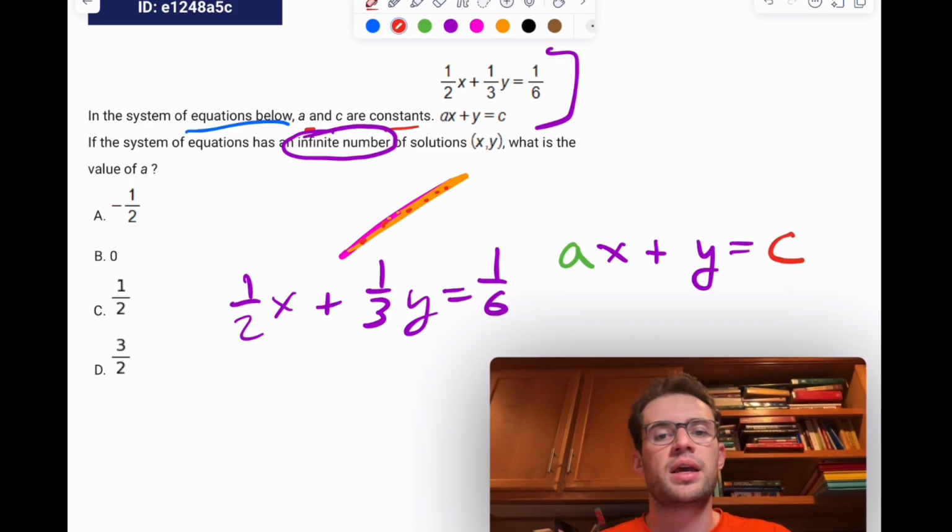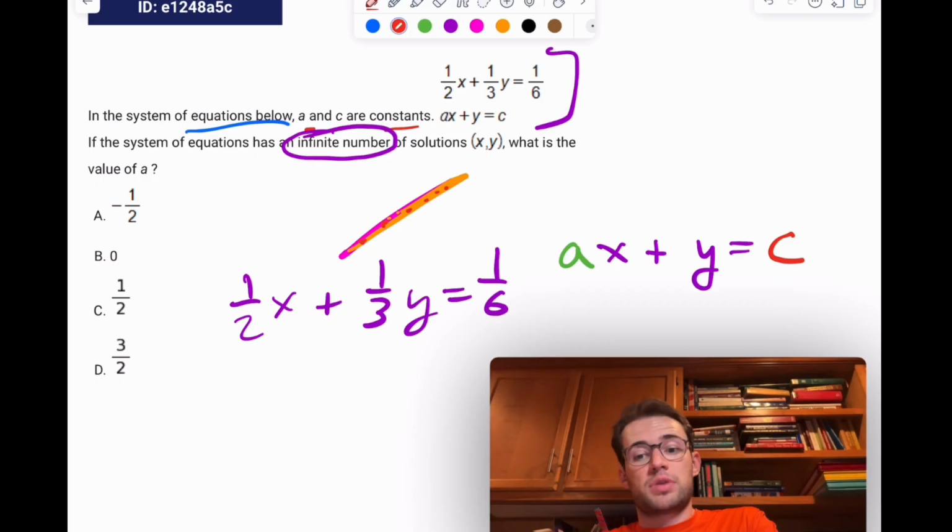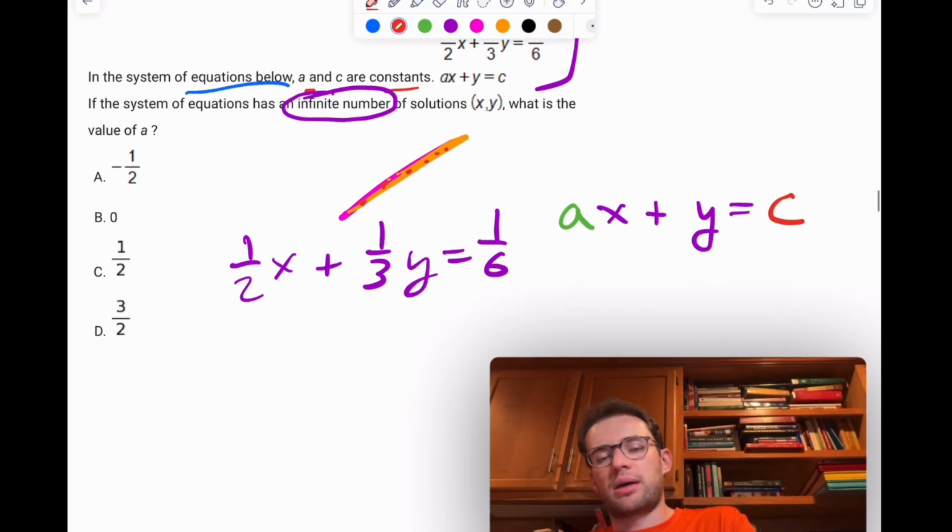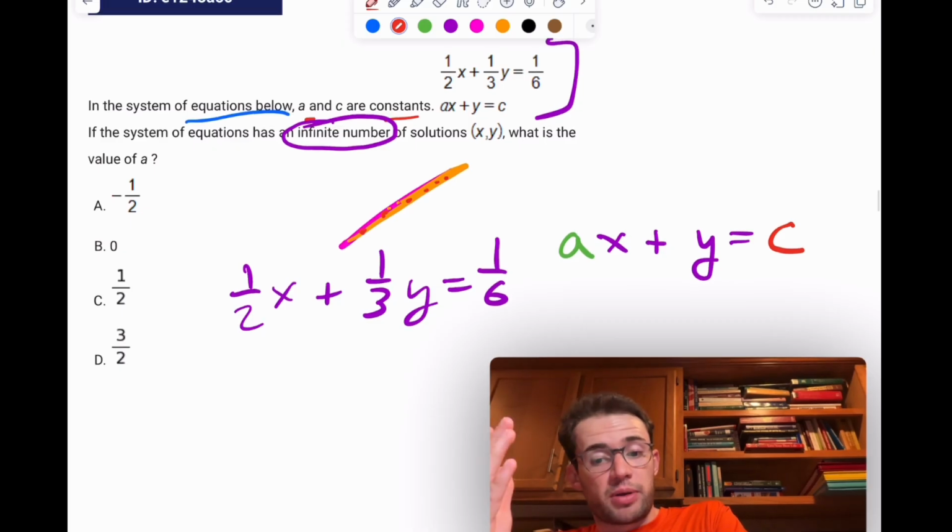C is another constant. Anyway, we don't really have to worry about c for this one because they only asked us about the a. I mean, the c does have to be a specific thing, but they're just saying you can leave it as c and assume that it is the right number. Now, we could get these in slope-intercept form, and essentially all we have to worry about now is that the slopes are the same.